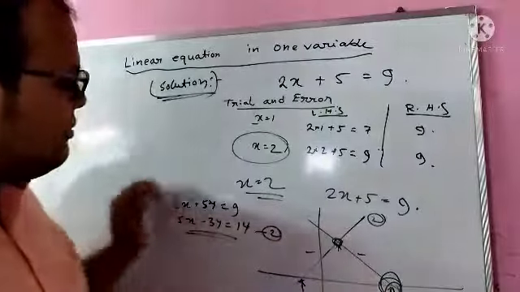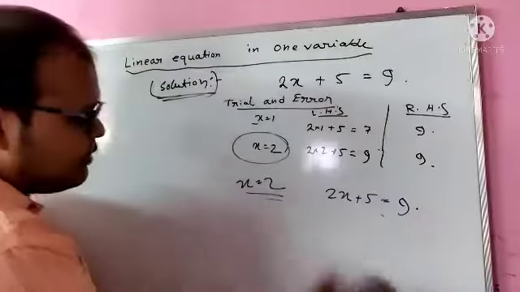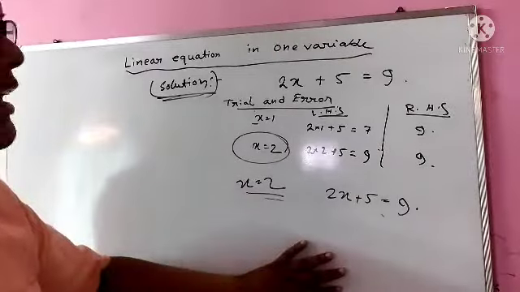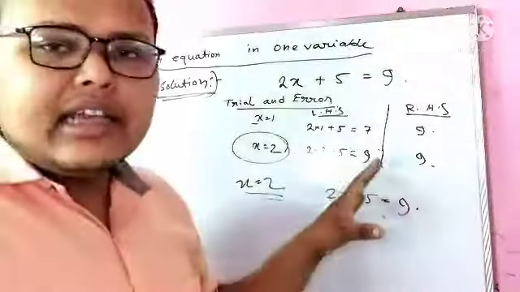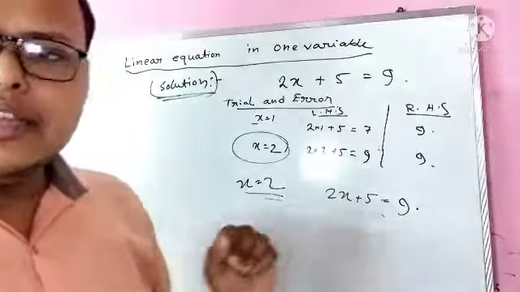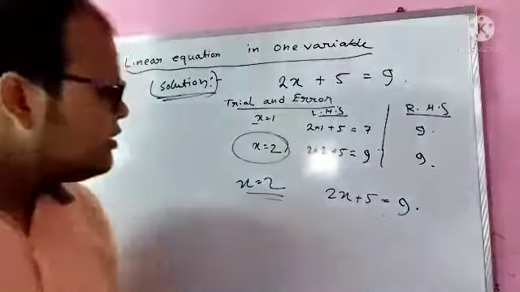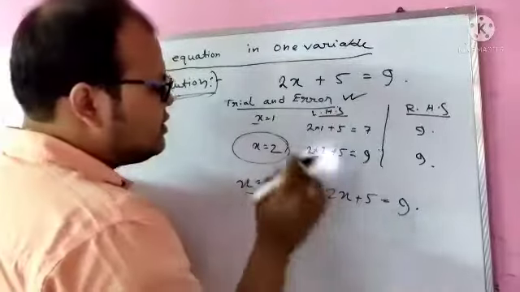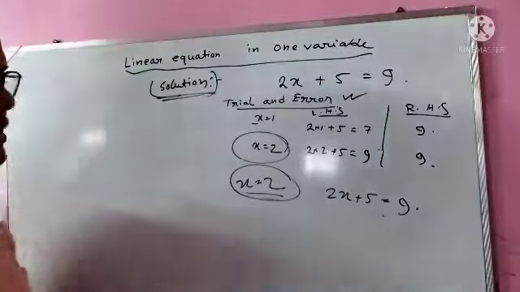Okay, but for this class you will be having only a single variable, so there is no concept of difference between solution and root. Okay, so in this standard, the solution of a linear equation in one variable means the value of x that satisfies my linear equation, that will be the solution or the root of my linear equation. Okay, so in this case, in the trial and error method, I have got the solution of this linear equation is x equals 2, or the root of the linear equation is x equals 2.